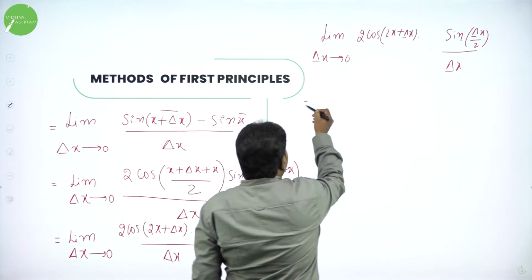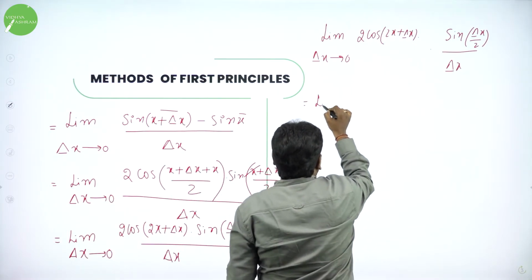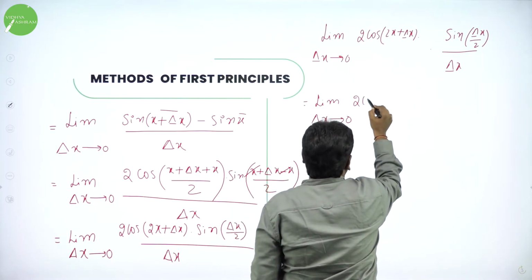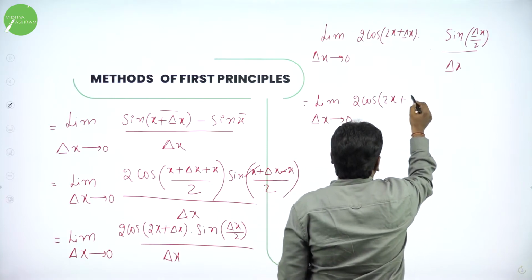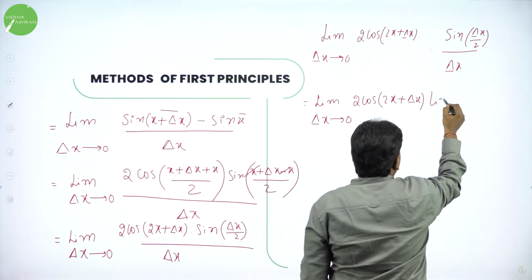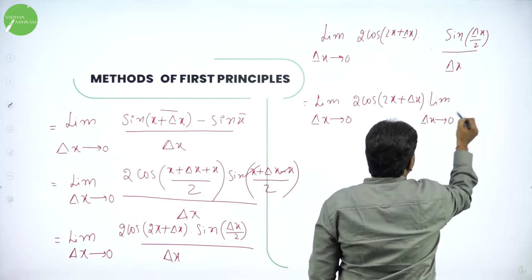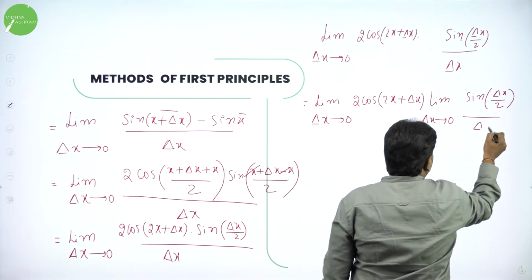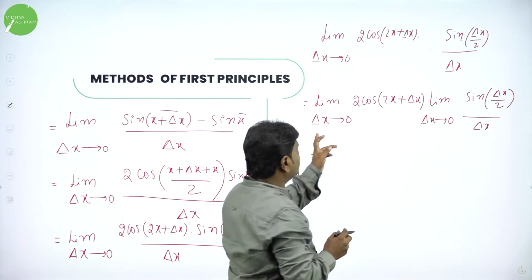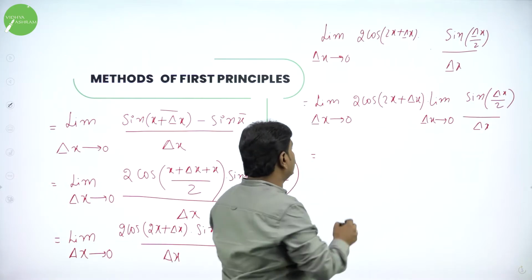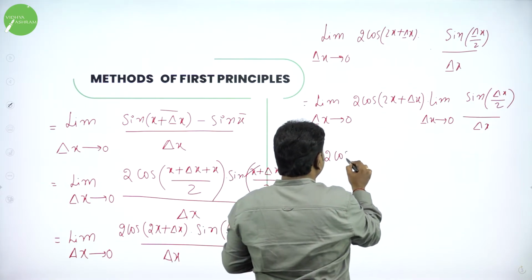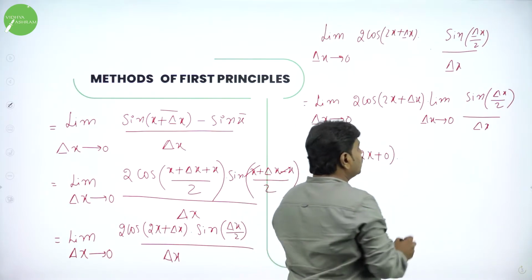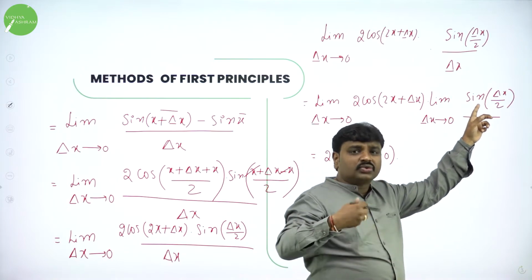So, now apply the limit separately for the first function, that is limit delta x tends to 0 of 2 cos of (2x plus delta x) by 2. Then apply the limit separately for the second function, that is limit delta x tends to 0 of sin of delta x by 2 divided by delta x. Now, for the first one, delta x tends to 0 means in the place of delta x put 0, it will become 2 cos of (2x plus 0) by 2. And here, if you observe, convert it into the standard theorem.